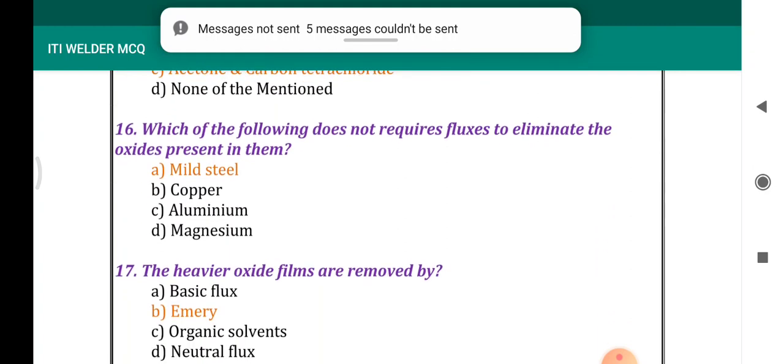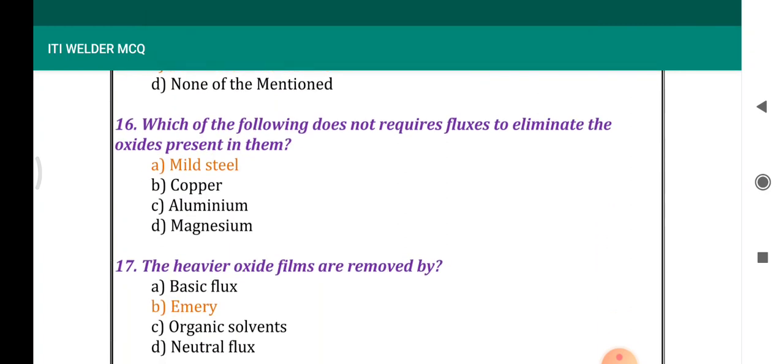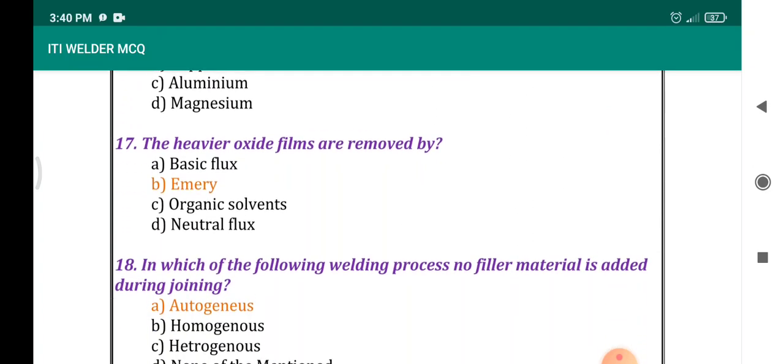Okay. Which of the following does not require flux to eliminate the oxides present in them? Options: mild steel, copper, aluminium and magnesium. So for mild steel, we do not require flux to eliminate the oxides present in them.